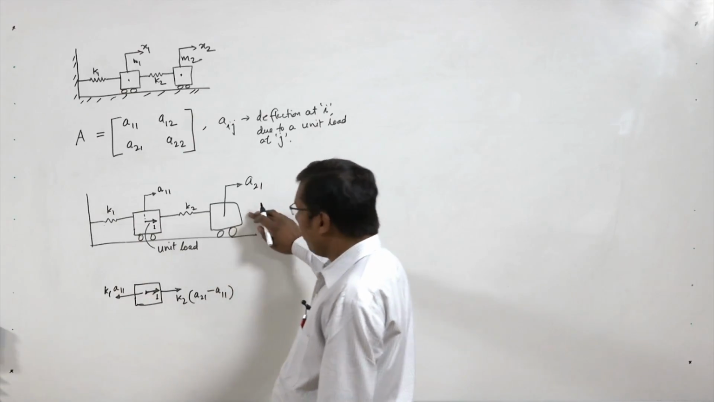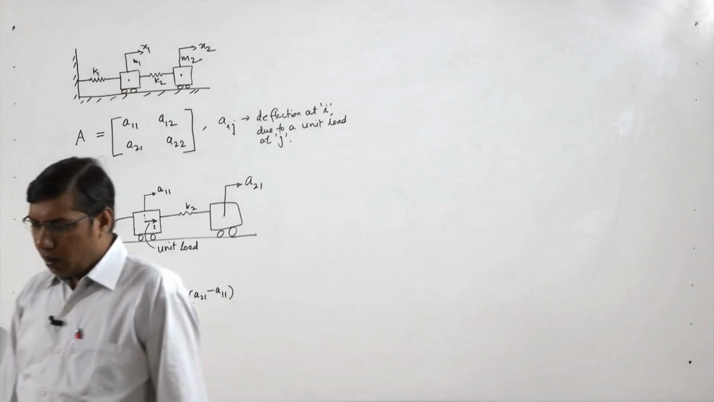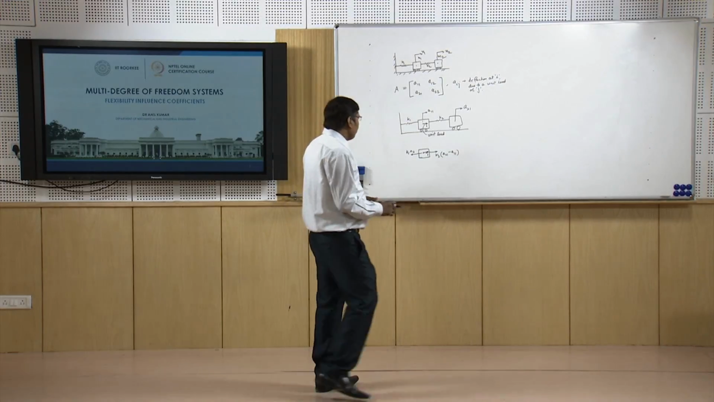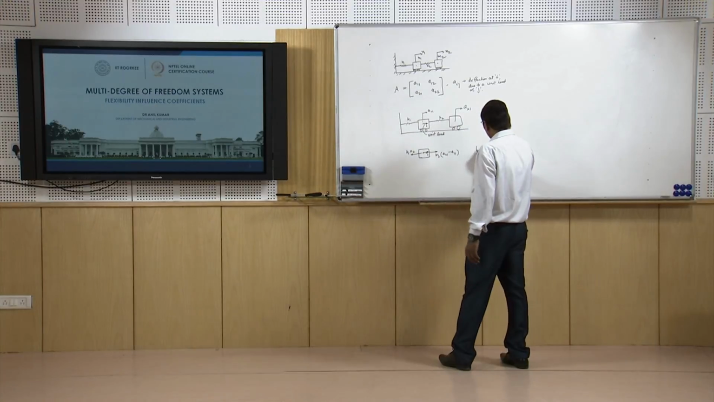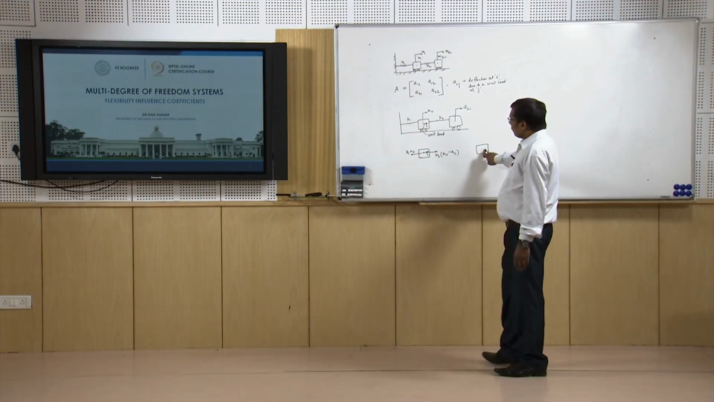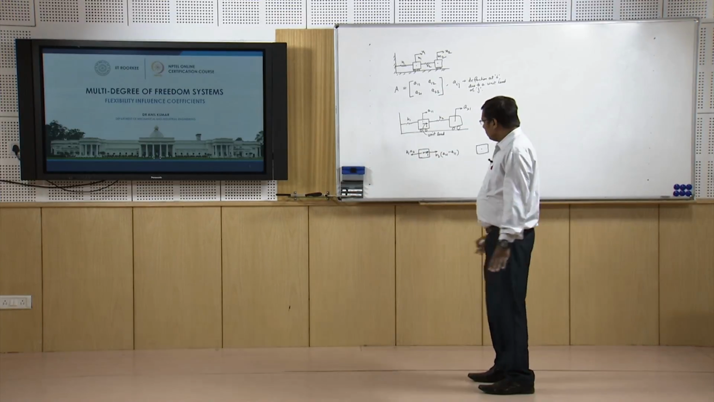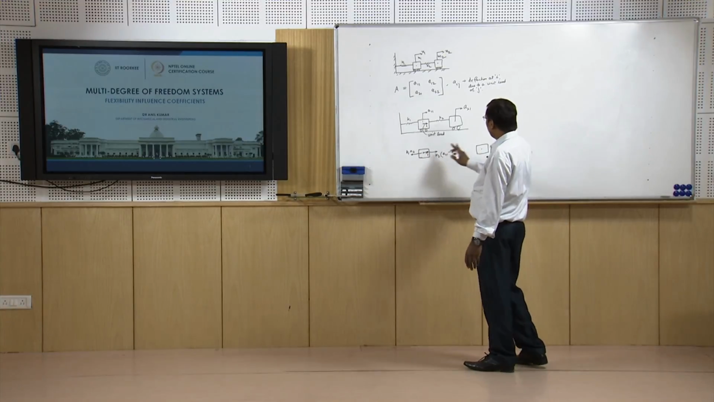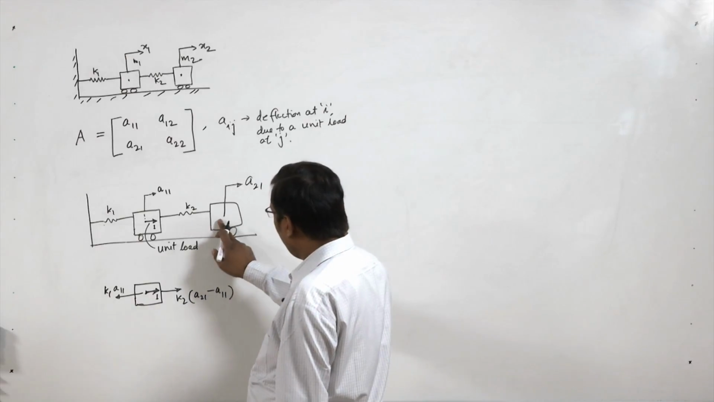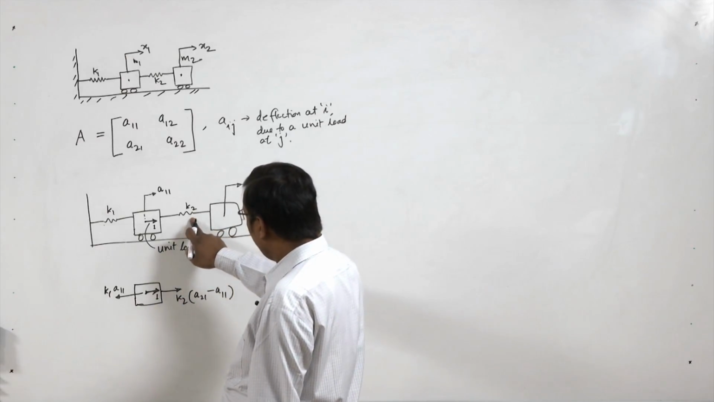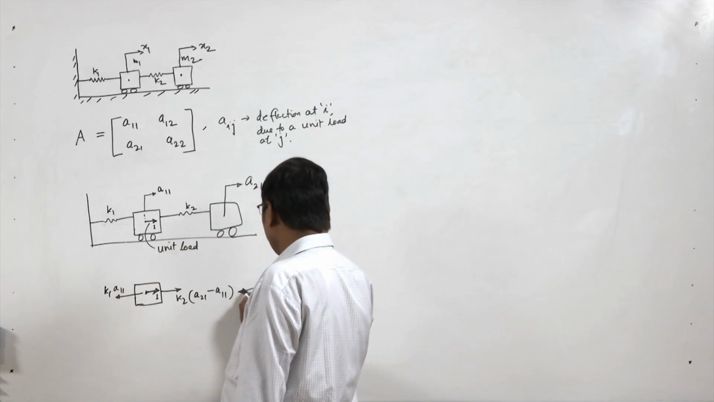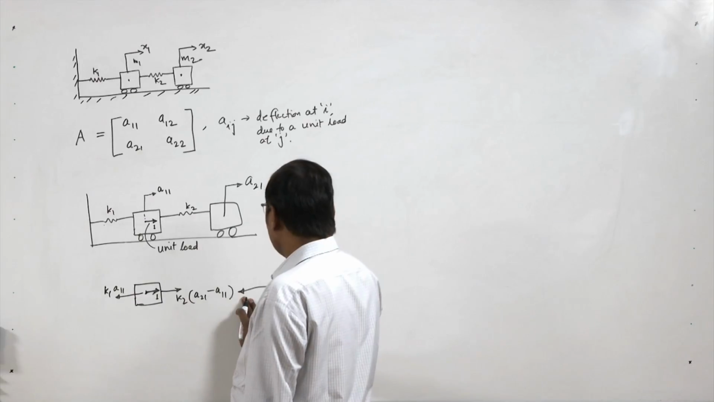Now on the second mass, we have to make the free body diagram of this mass. So this mass is M2. On this mass we don't have any external load, as in this case we have the unit load. So this mass is only subjected to the force due to the spring K2, and that is of the same magnitude but the direction is opposite.